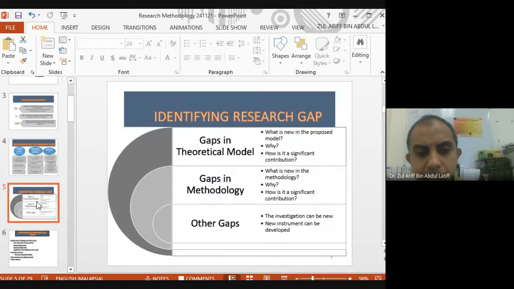We also have to know the research gap. The gaps in the theoretical model: what is new in the proposed model? Eventually, you need to have a novelty. What can it contribute to the knowledge of future people? It should be something significant, something relevant that people can learn from your research.